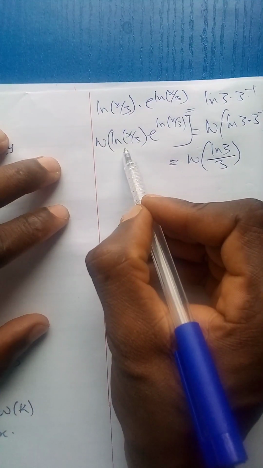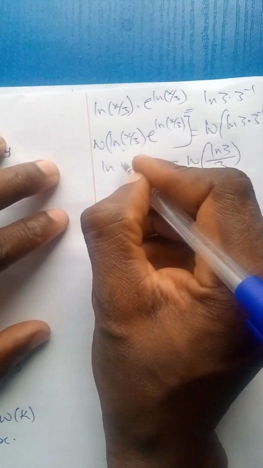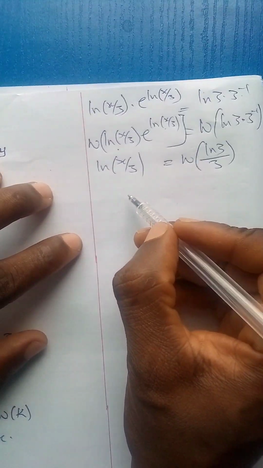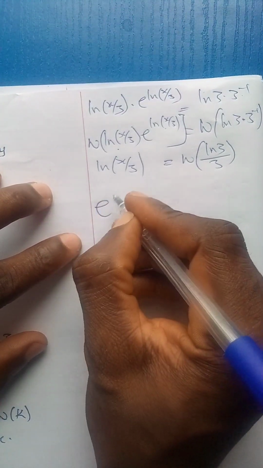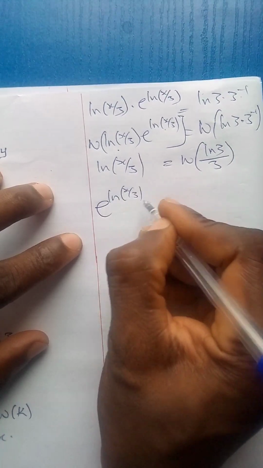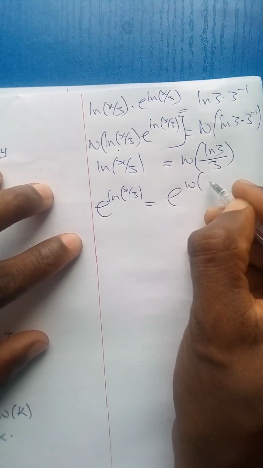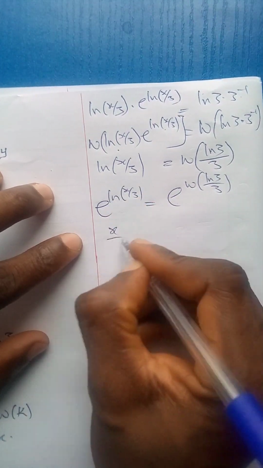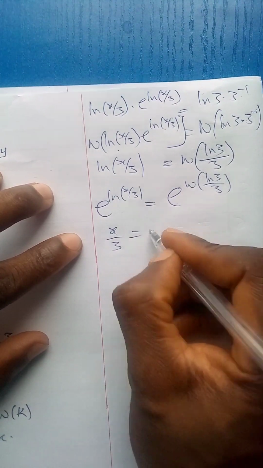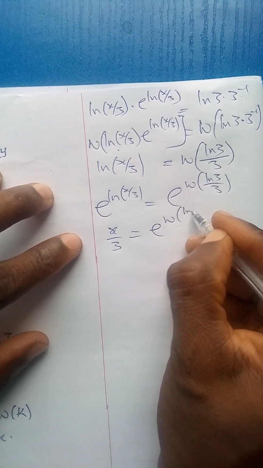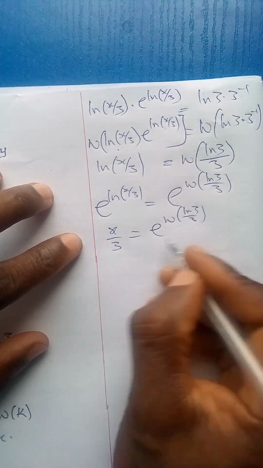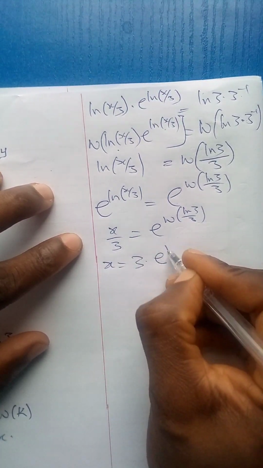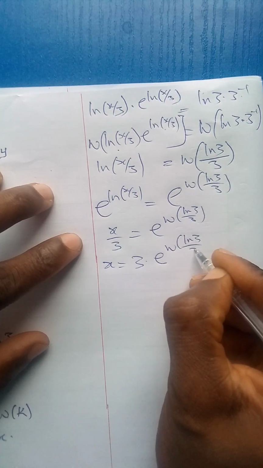So since I have the base and the power the same, I have ln of x over 3 is equal to this. Let's find the exponent of both sides. If I have e to power ln of x over 3 is equal to e to power W of ln 3 over 3, so I'll have x over 3 here is equal to e to power W of ln 3 over 3. Now multiplying through by 3, I have x equals 3 times e to power W of ln 3 over 3.